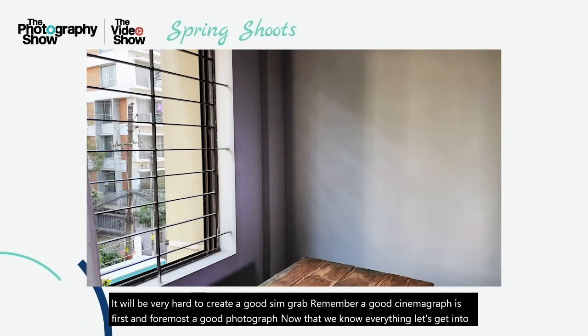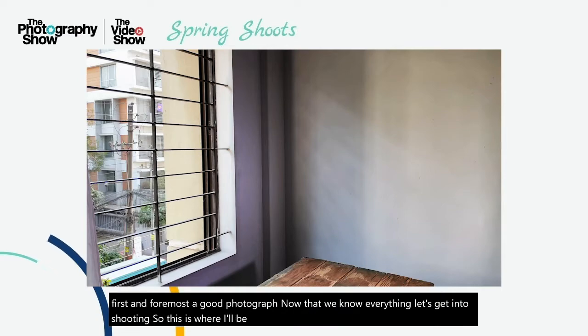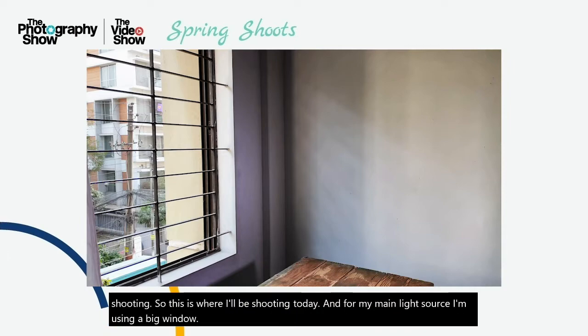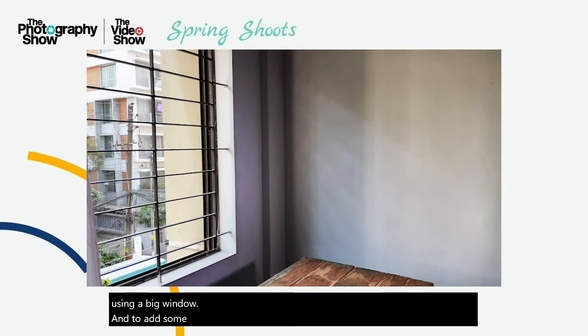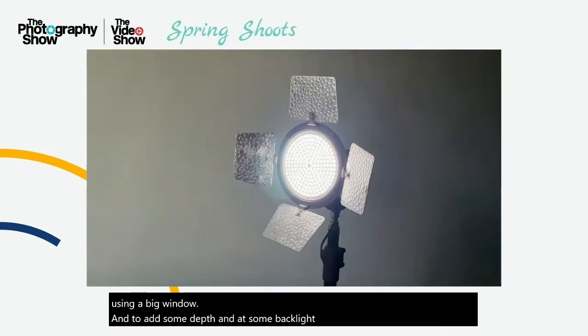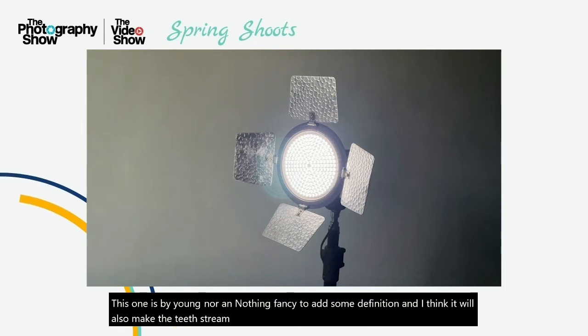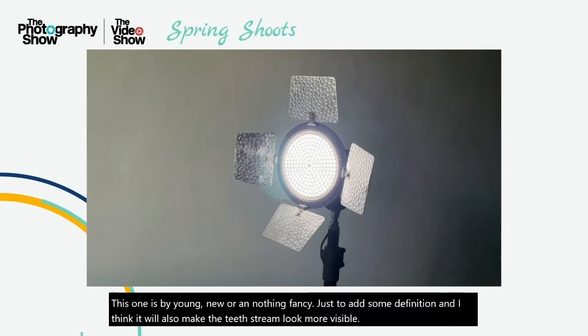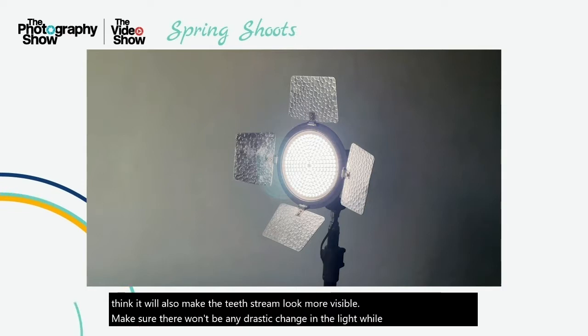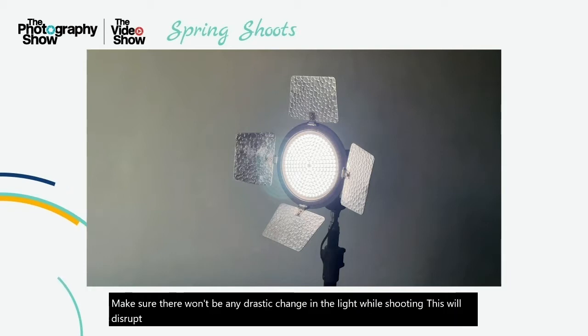So this is where I'll be shooting today, and for my main light source I'm using a big window, and to add some depth and add some backlight I'm using an LED continuous light. This one is by Yongnuo and nothing fancy, just to add some definition, and I think it will also make the tea stream look more visible. Make sure there won't be any drastic change in the light while shooting. This will disrupt the continuity. Also, if you are doing multiple composites, this might cause a problem in the post.